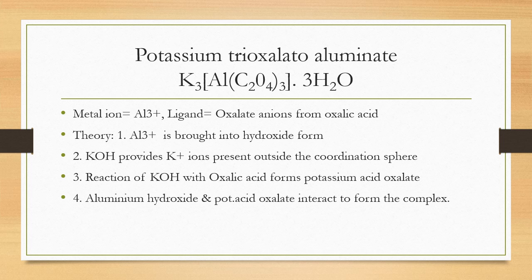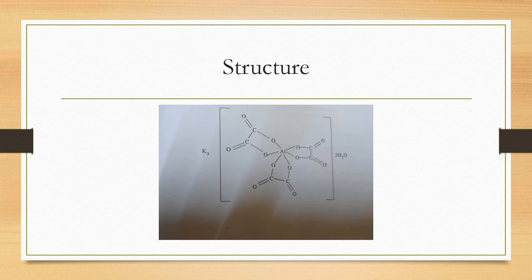and the second purpose is that KOH reacts with oxalic acid and forms a product, potassium acid oxalate. Now this potassium acid oxalate becomes the main reactant which reacts with aluminium hydroxide, and finally the reaction between these two leads to formation of a complex, that is potassium trioxalato aluminate.